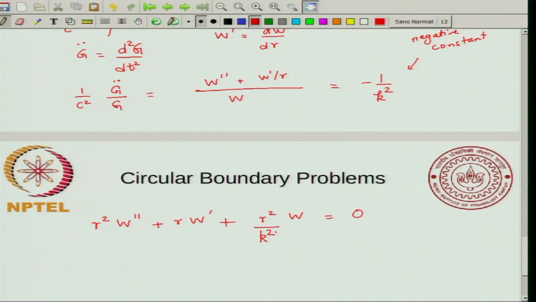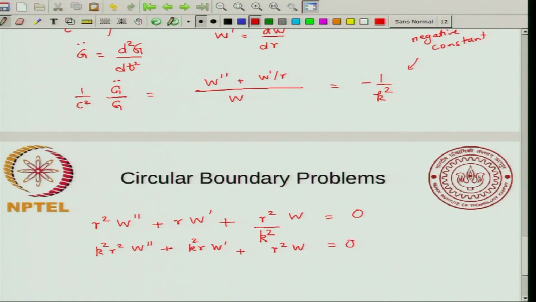Okay. So immediately you can see here that this looks like the Bessel equation. There is a k square floating here. So, what we will do is we will just multiply out by k square. Okay. So, you will get k square r square w double prime plus k square r w prime plus, and I will get r square w equal to 0.